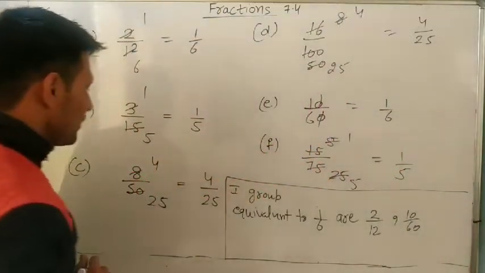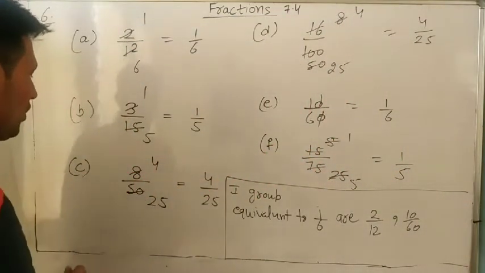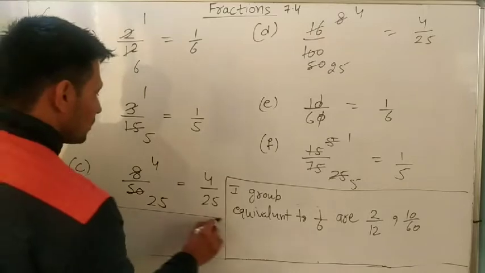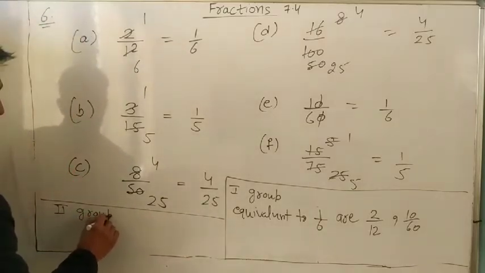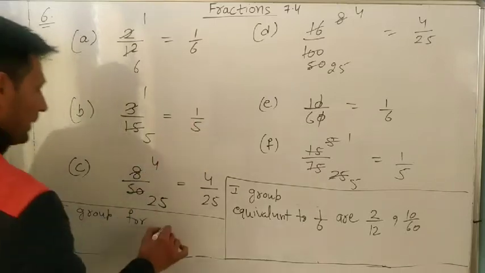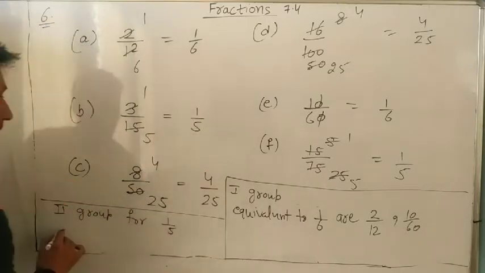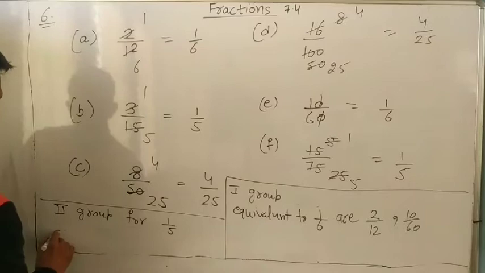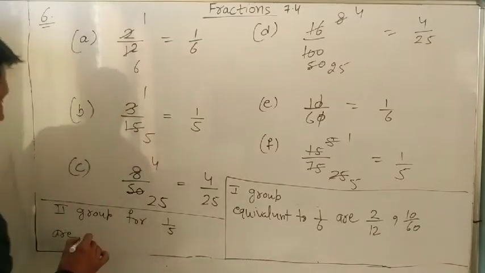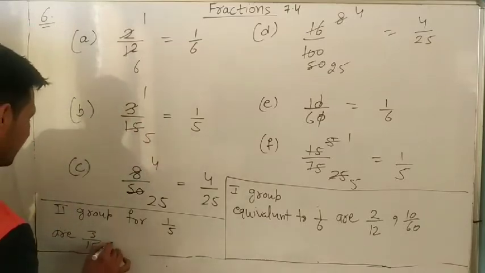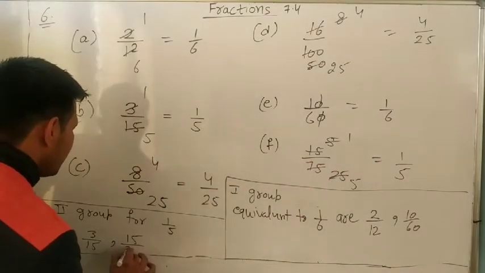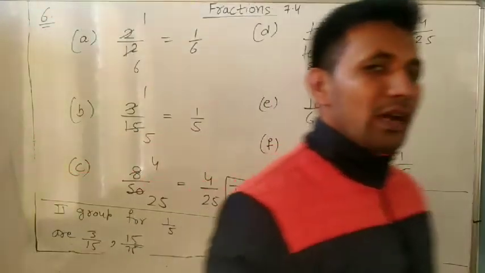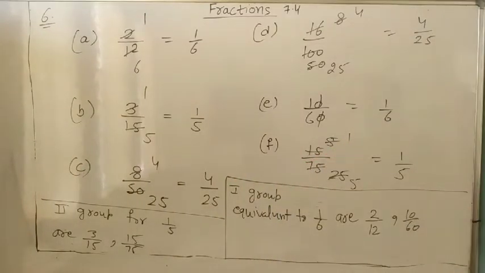Same as it is, we can make the second group for 1 upon 5. Which ones are 1 upon 5? 1 upon 5, 3 upon 15. Next is 1 upon 5, which one? 15 by 75. Same as it is, the third group is 4 upon 25.